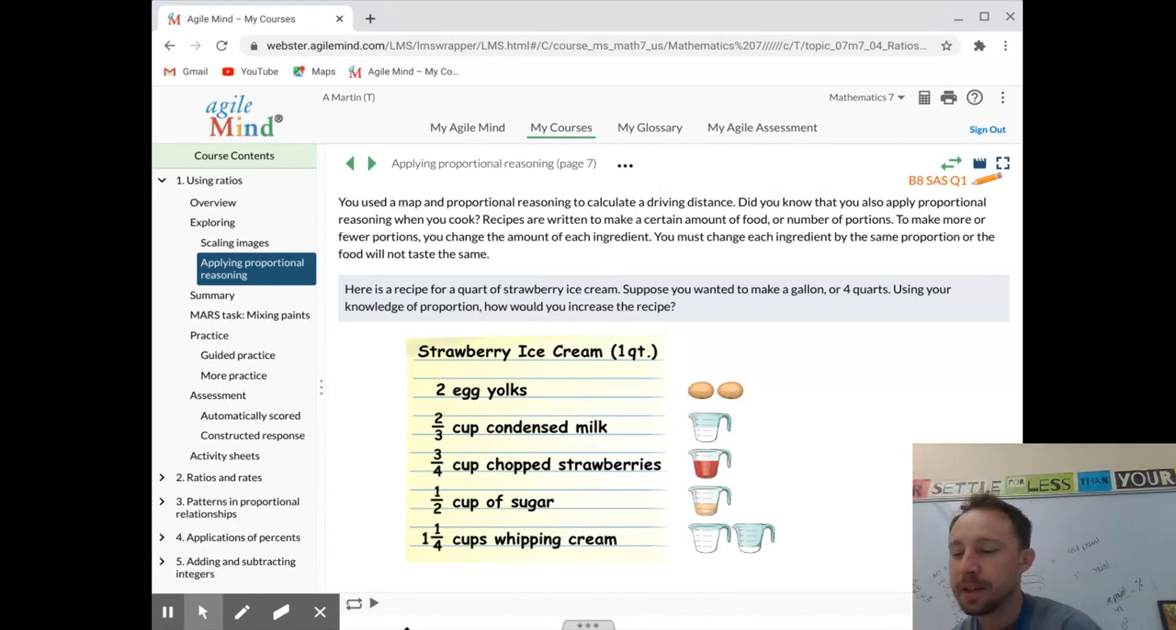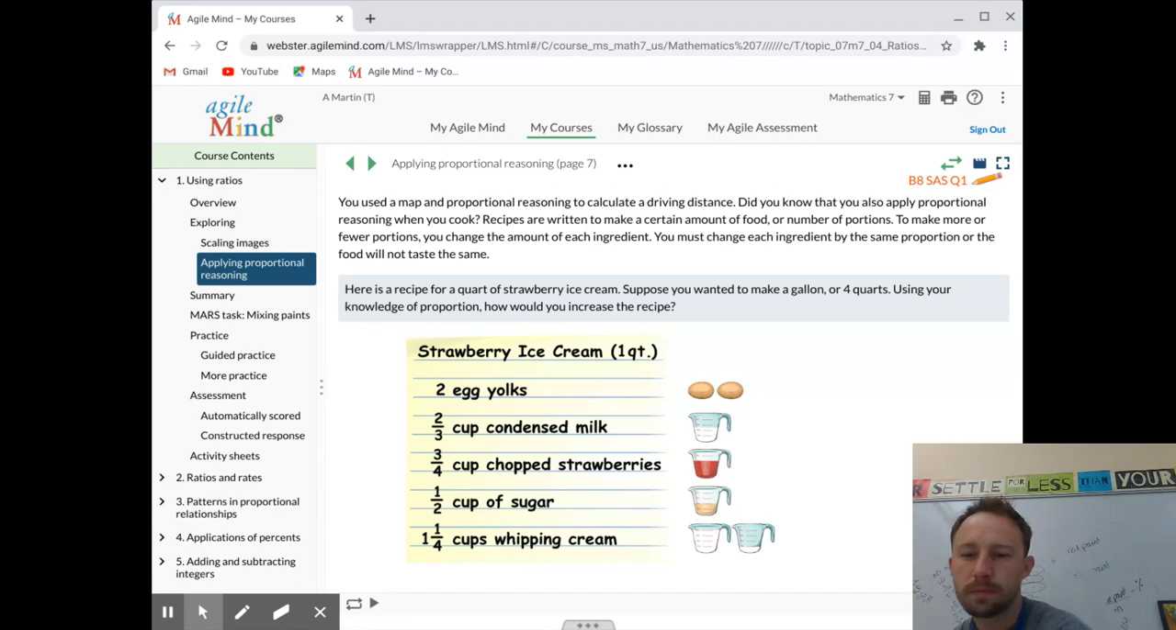All right. So, before we play this animation, I want you to think about increasing the strawberry ice cream recipe from 1 quart to 1 gallon. So, how many quarts are in a gallon? 4 quarts. That's correct. So if you notice, our strawberry ice cream is in 1 quart, but we want to increase this recipe to 4 quarts. So what are we going to have to do in order to increase this? Times everything by 4. Perfect.